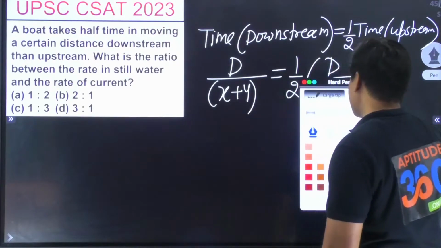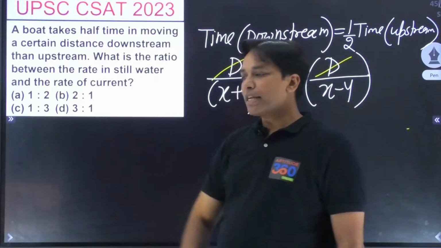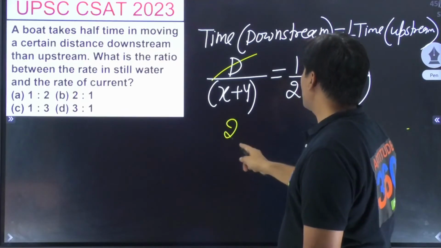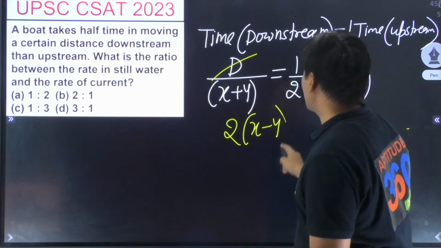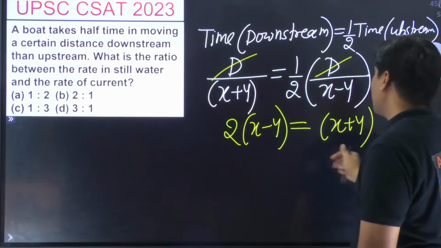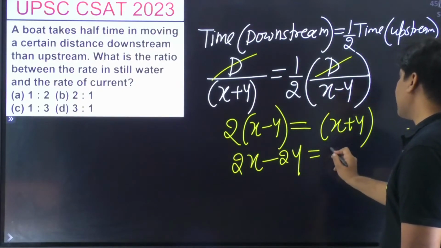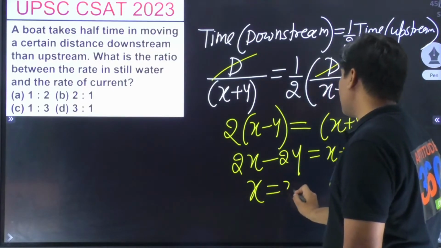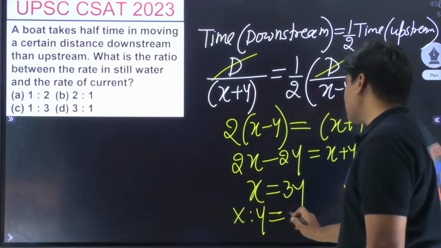And if this is the case, what can you do, people? D and D are cancelled. So Rohan is getting the answer. 2x minus y, if you do the cross multiplication, it is going to be x plus y. So that comes out as 2x minus 2y, and this is equal to x plus y. X goes on the other side, x is equal to 3y, and hence you can say that x is to y is equal to 3 is to 1.